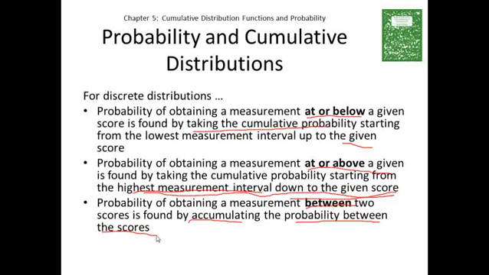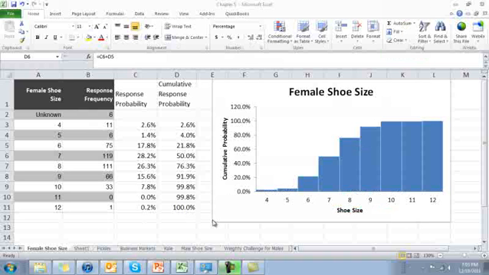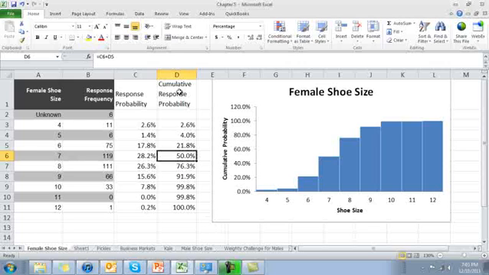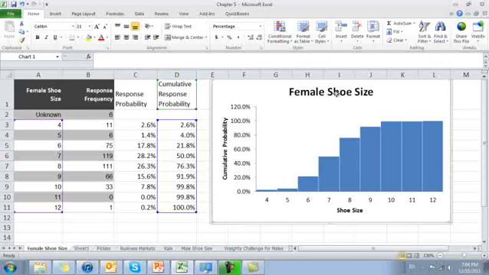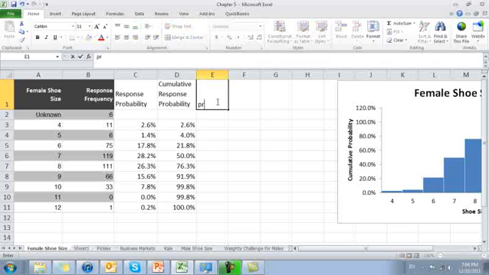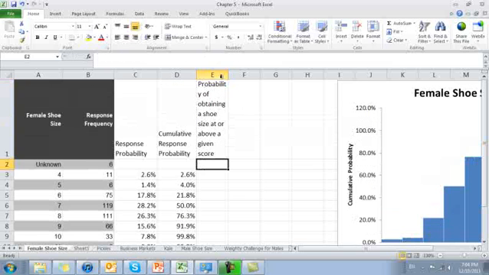Again, let's do this in Excel. So here's our female shoe size with our cumulative distribution function. There's our cumulative response probability. So here's the probability of finding a size 7 or below. I'm going to move this over a little bit. Suppose I wanted to find the probability of obtaining a shoe size at or above a given score. So slightly different measurement.